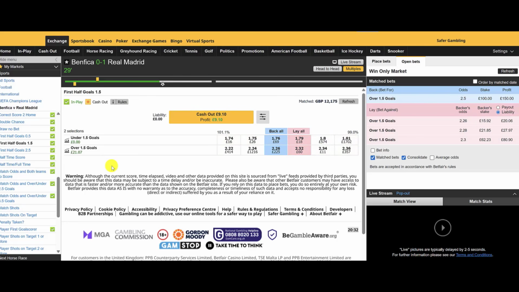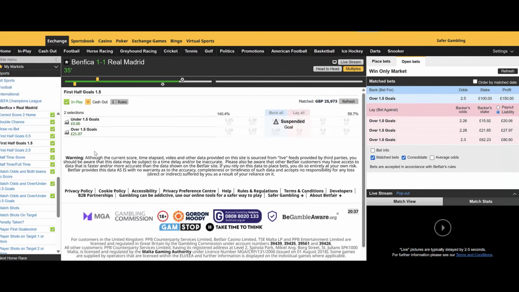And so we've pretty much landed what we were looking for. Now, if we do get another goal, that will be a nice bonus profit. We could lock it in, but we may as well just try and see if we can raise our profits a little bit. So that's it. Benfica 0, Real Madrid 1. 35 minutes on the clock.